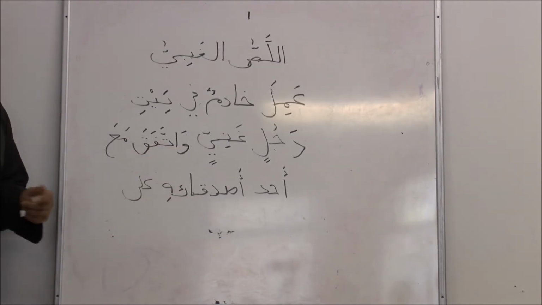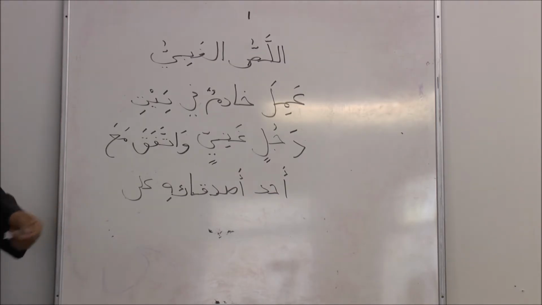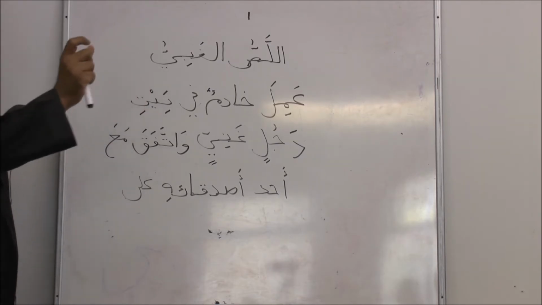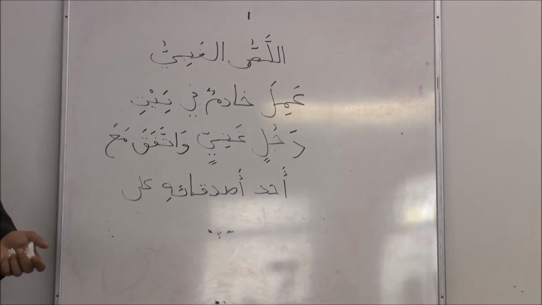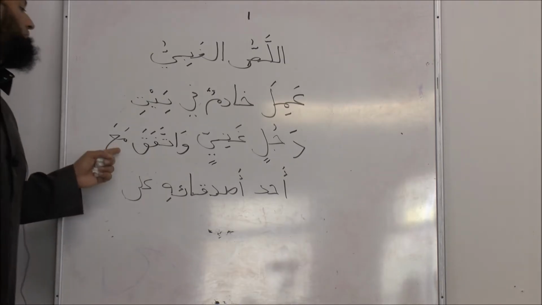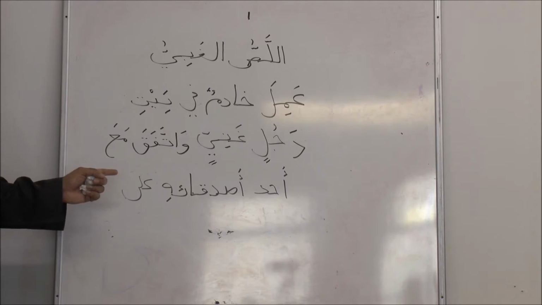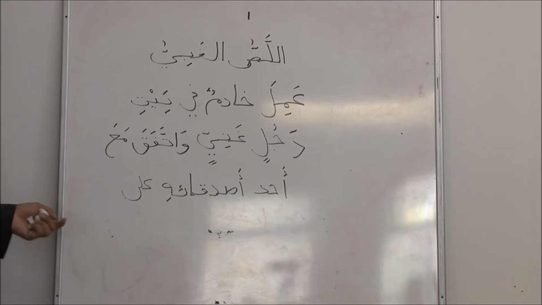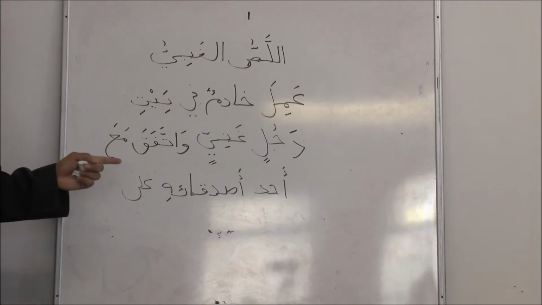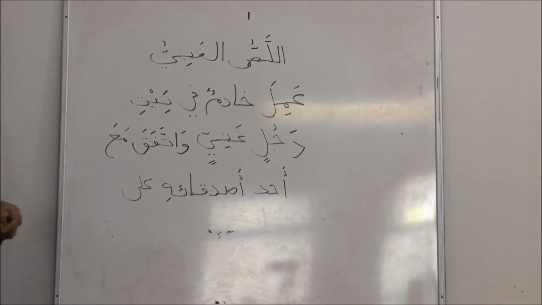Right. Wattafaqa. We've done wattafaqa before, right? What does wattafaqa mean? Ittafaqa. It's, you know, when you read a hadith and it states at the end muttafiqun alayhi. So what does ittafaqa mean? Ittafaqa. He agreed. Ma'a. Ma'a means? With. Ittafaqa ma'a, with. Ahad. One. Ahad.